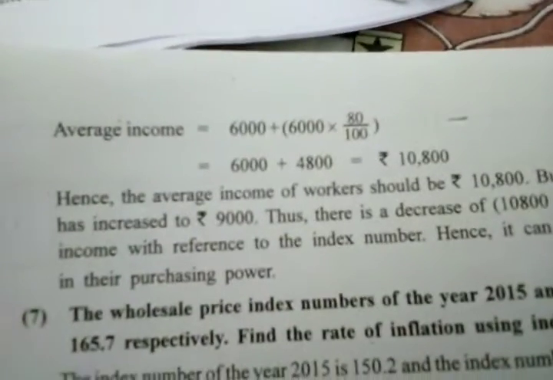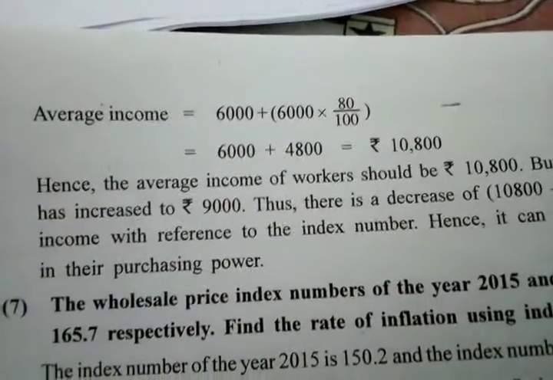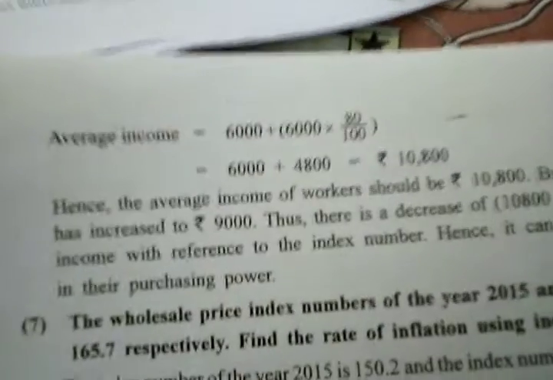That is the question. So the average income here again we will calculate as 6,000 plus 6,000 into 80, because you know why 80?